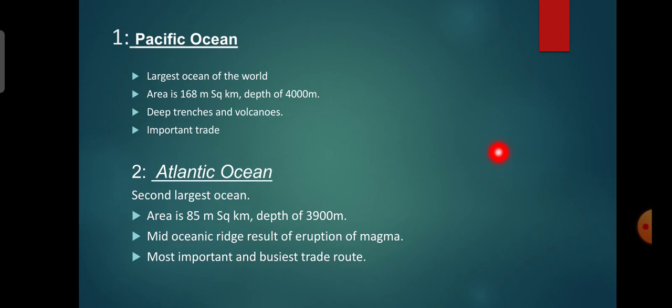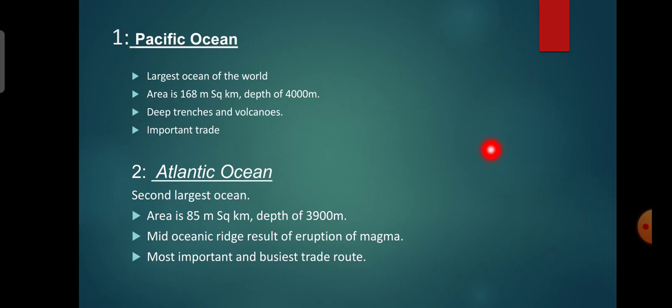Number 2 is the Atlantic Ocean. It is the second largest ocean of the world. Its area is 85 million square kilometers and its depth is 3900 meters. Due to volcanic eruptions, it has mid-oceanic ridges, which are the result of the eruption of magma. Okay, this ocean includes the active earthquake areas of the world, and it is also the world's most important trade route.